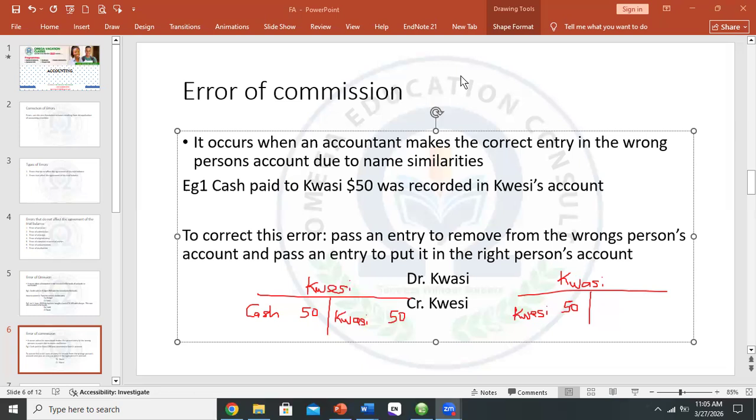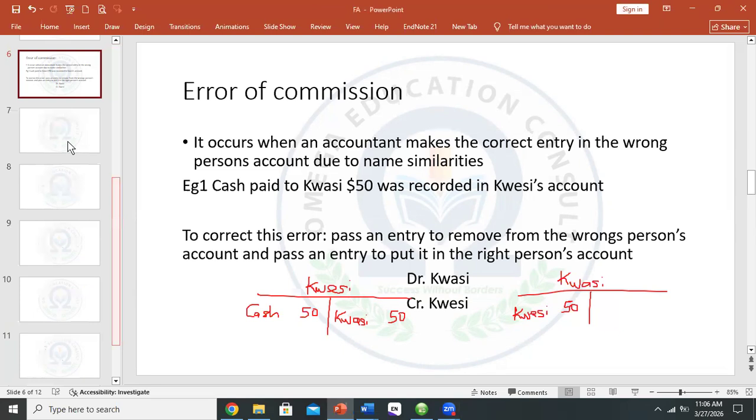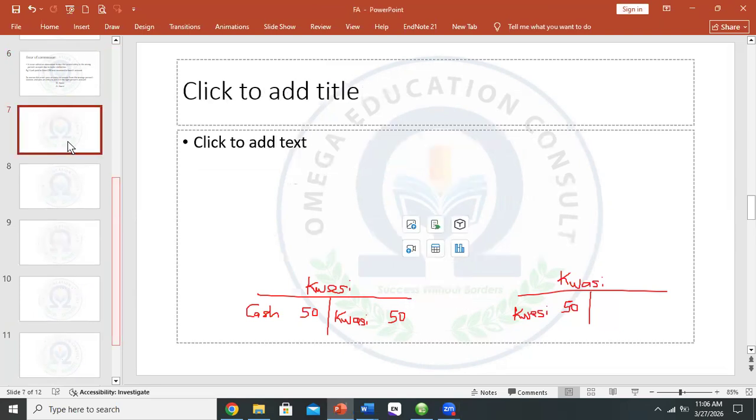Now we pick the first type, which is errors that do not affect. And I said we are going to look at 7 of them. I think if I mention your name, you can give me one, right? So first professor to give me the first error that does not affect the agreement of the trial balance will be Professor Augustine Akoli. Sir, please, error of omission.